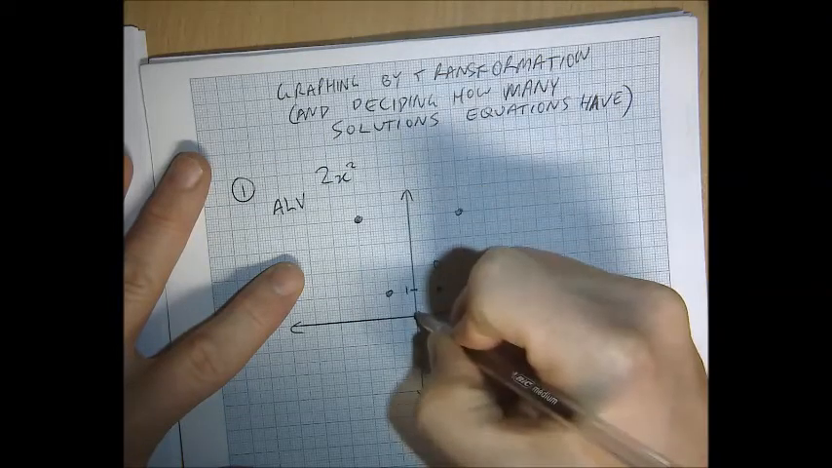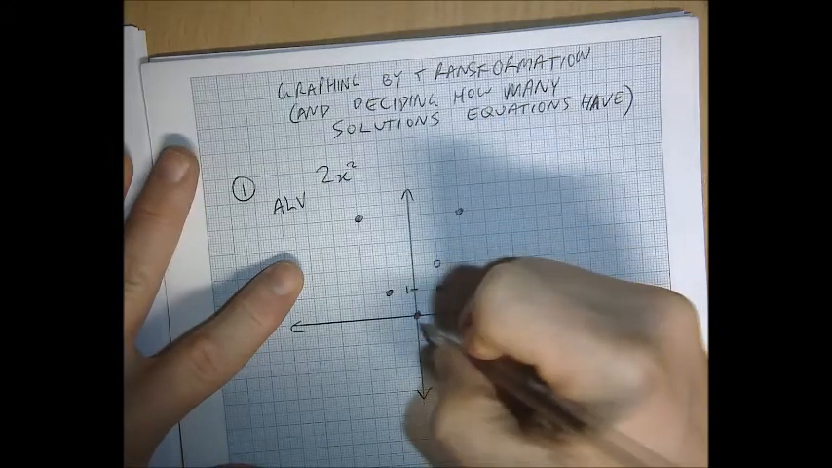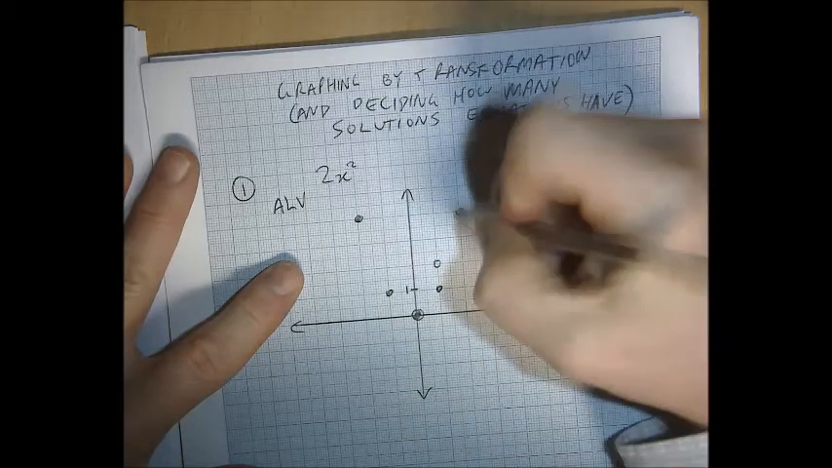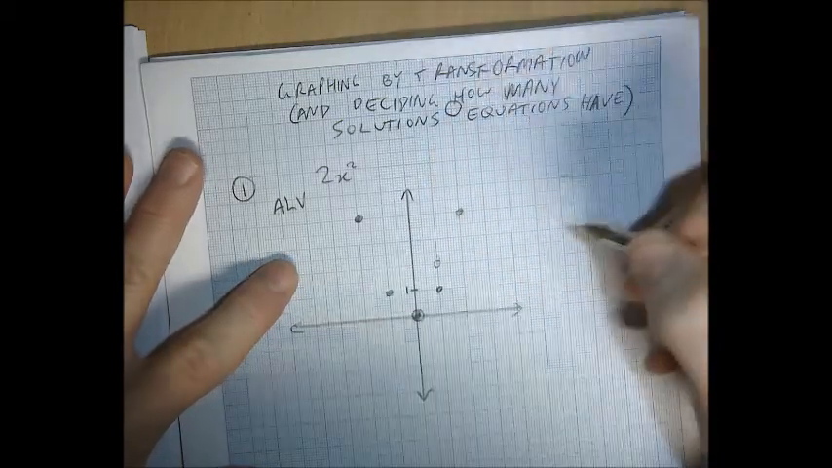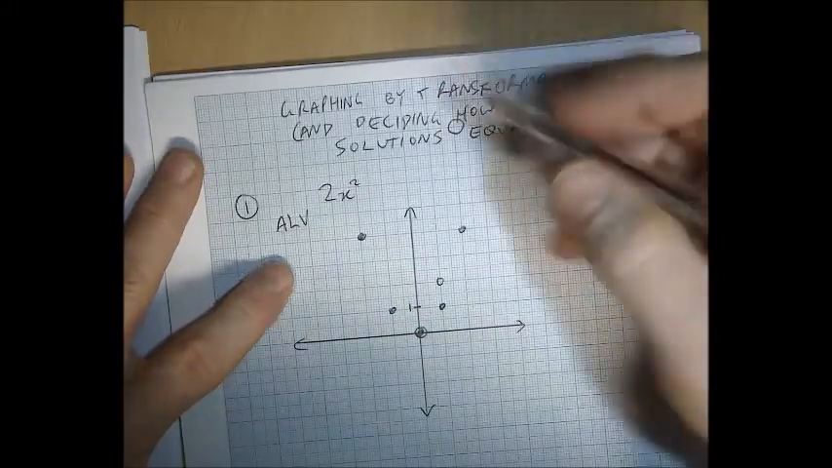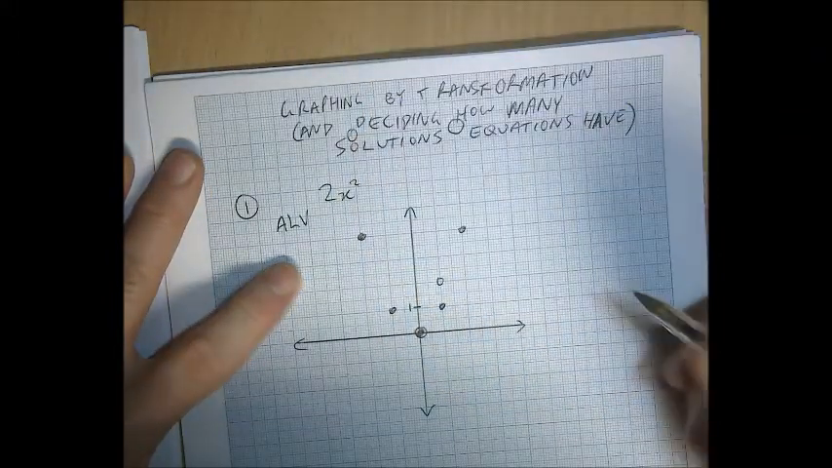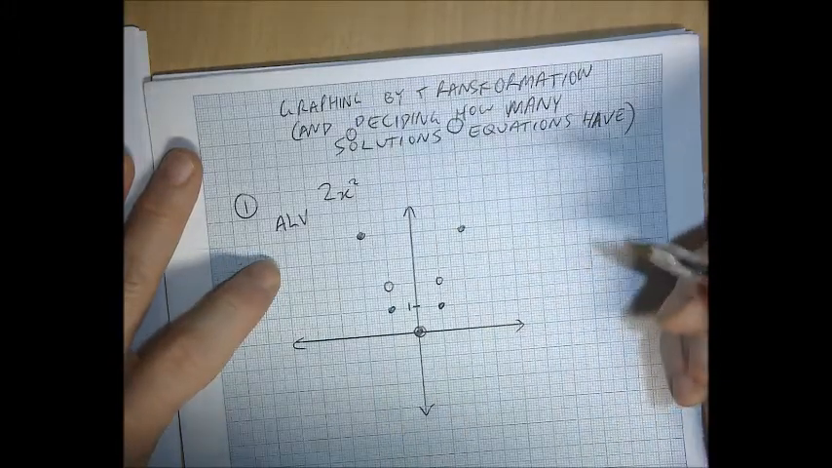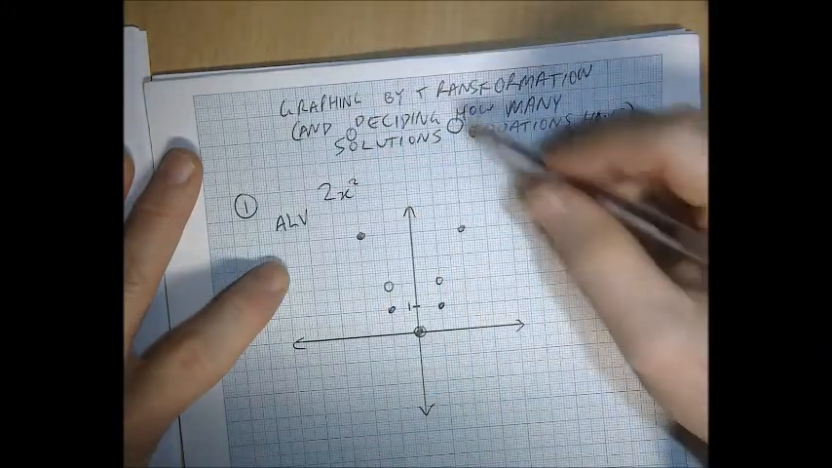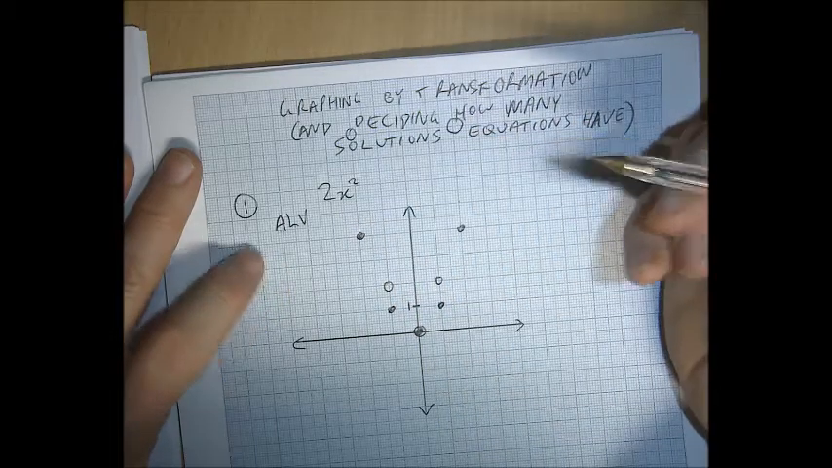Currently zero high, two times zero is still zero high. Currently four high, now 8 high, same with this one. And currently 1 high, now 2 high. So that's the graph. When I connect those black circles, that will be the graph of 2x squared.